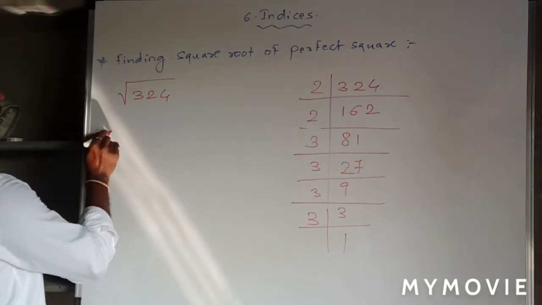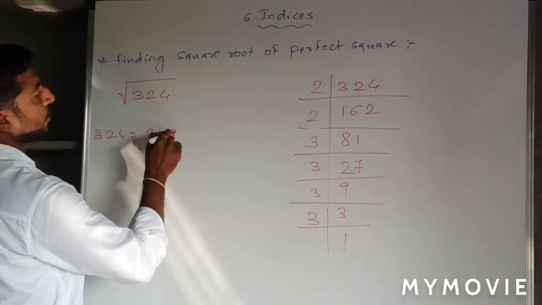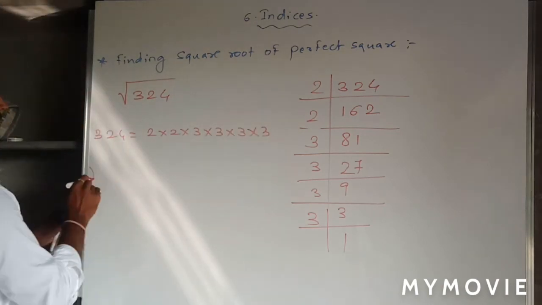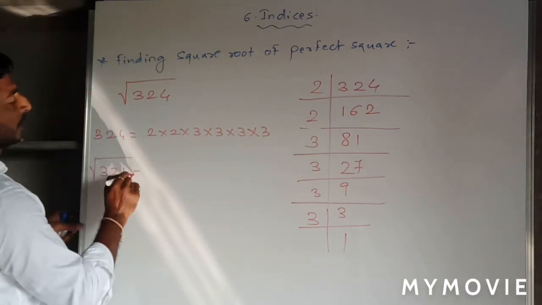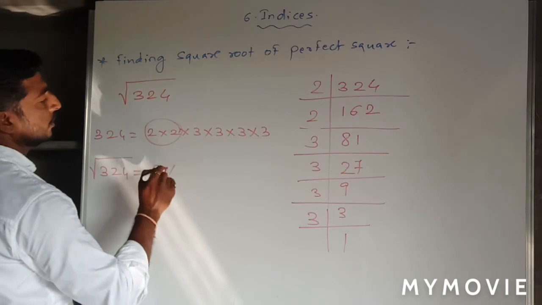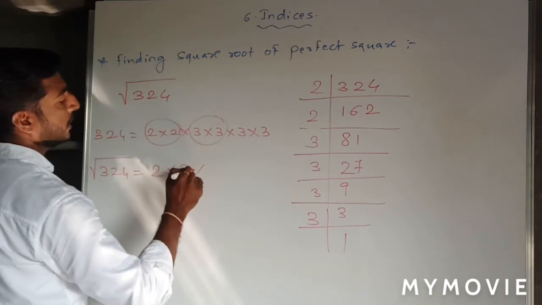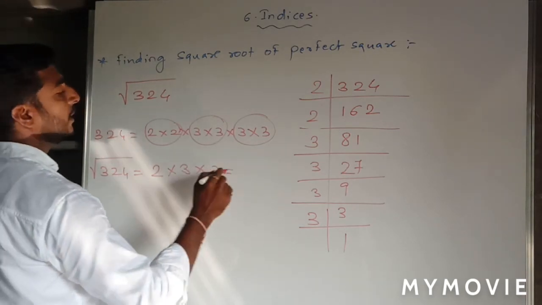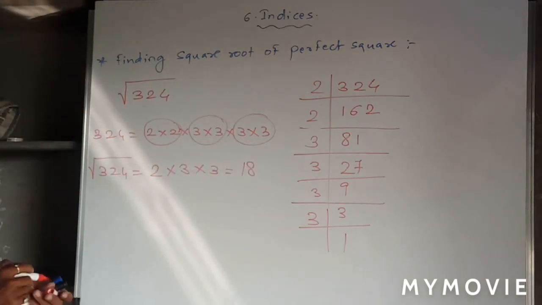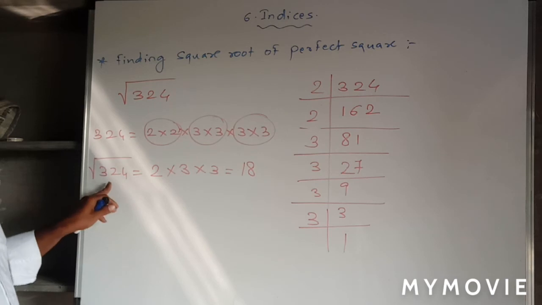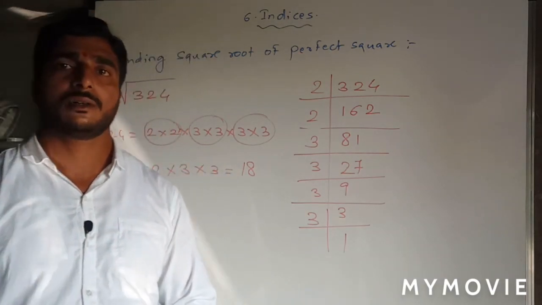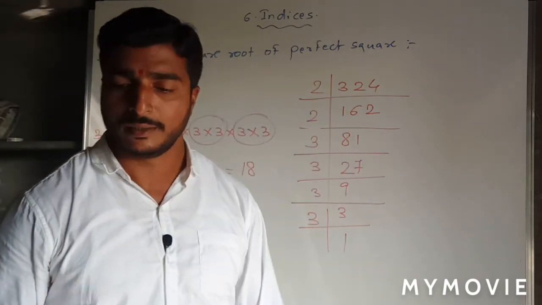So here you have the factors of 324 as 2 into 2 into 3 into 3 into 3 into 3. So the square root of 324: out of these 2s you take one 2, out of these 3s you take one 3, and out of these 3s you take one 3. So that will be equal to 2 into 3 is 6, 6 into 3 is 18. So the square root of 324 is 18. So in this way you can solve examples to find the square root of a given number.